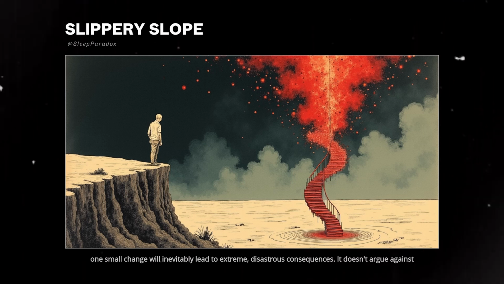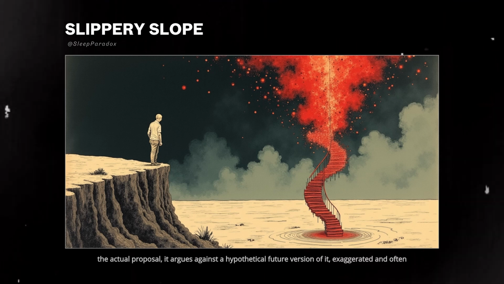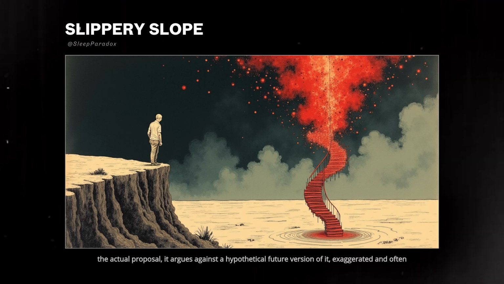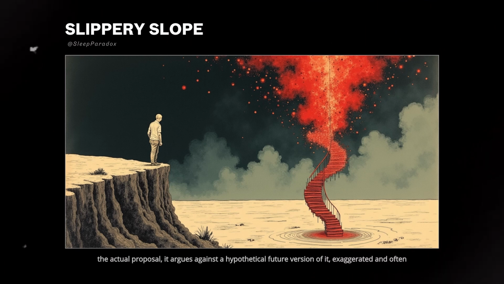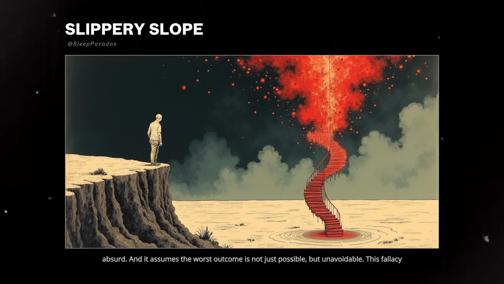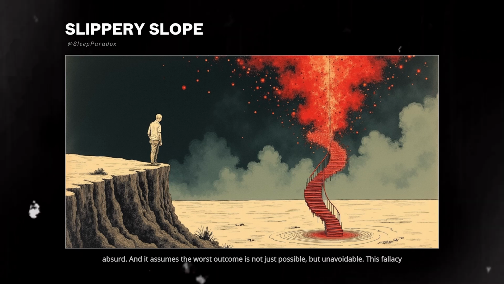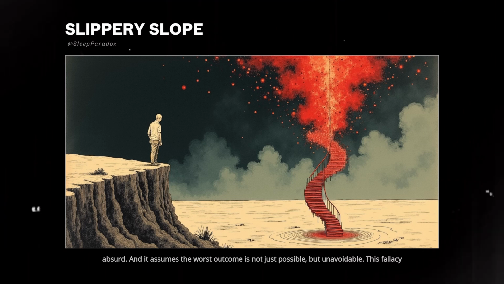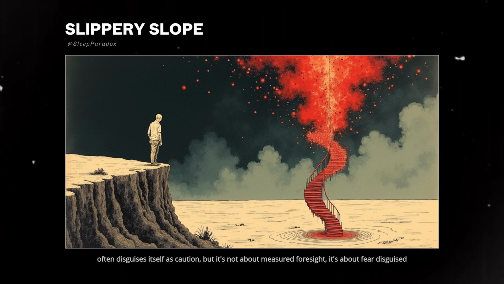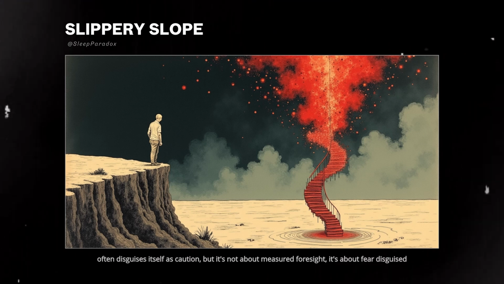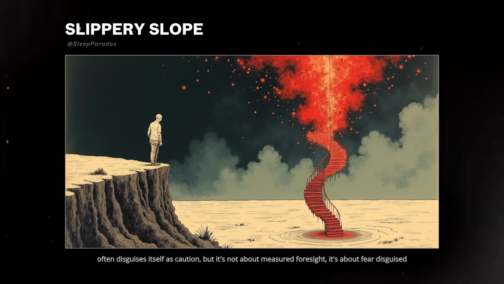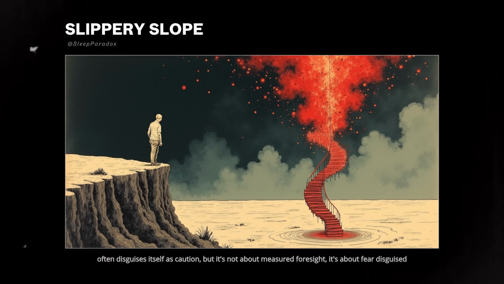It doesn't argue against the actual proposal. It argues against a hypothetical future version of it, exaggerated and often absurd. And it assumes the worst outcome is not just possible, but unavoidable. This fallacy often disguises itself as caution, but it's not about measured foresight. It's about fear, disguised as logic.